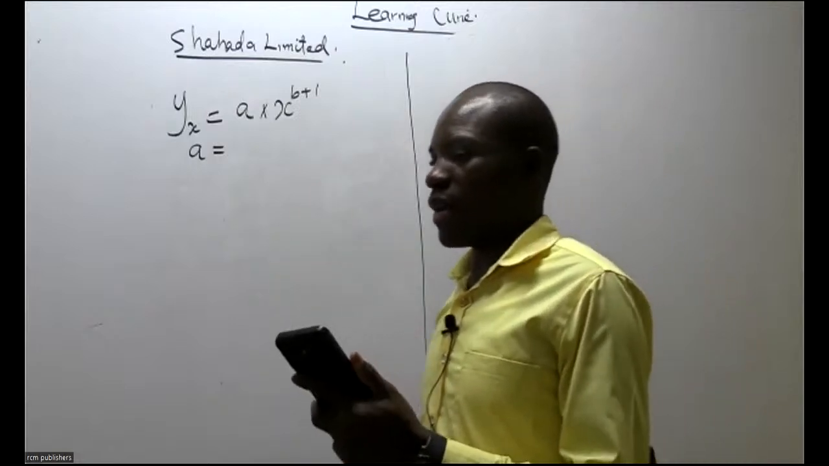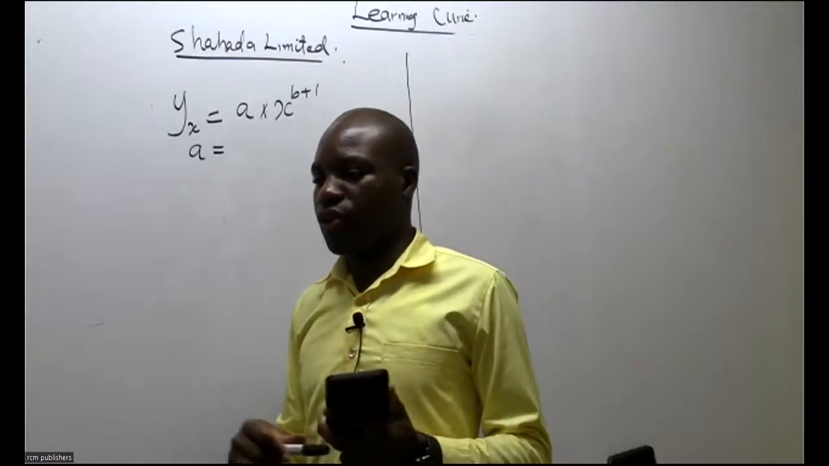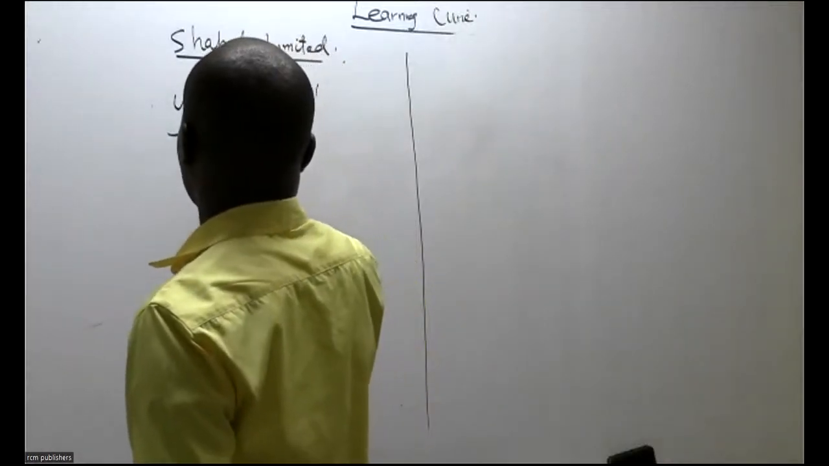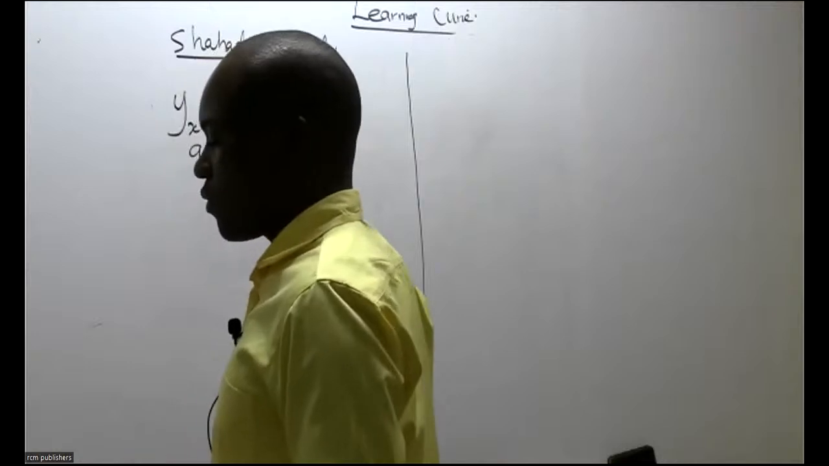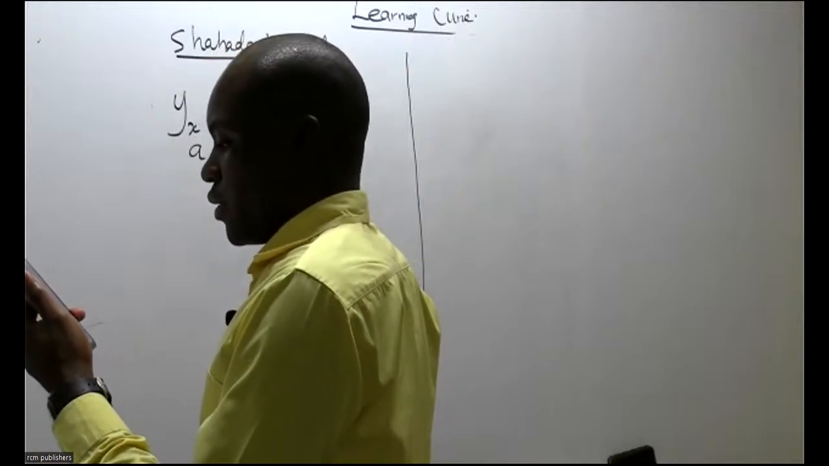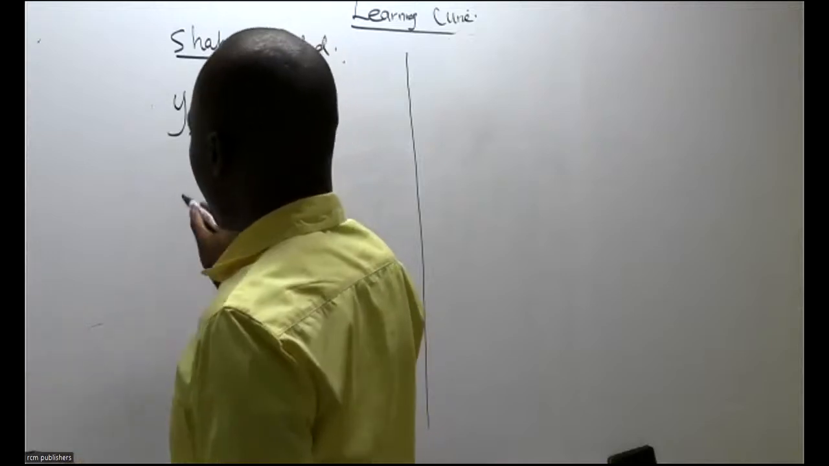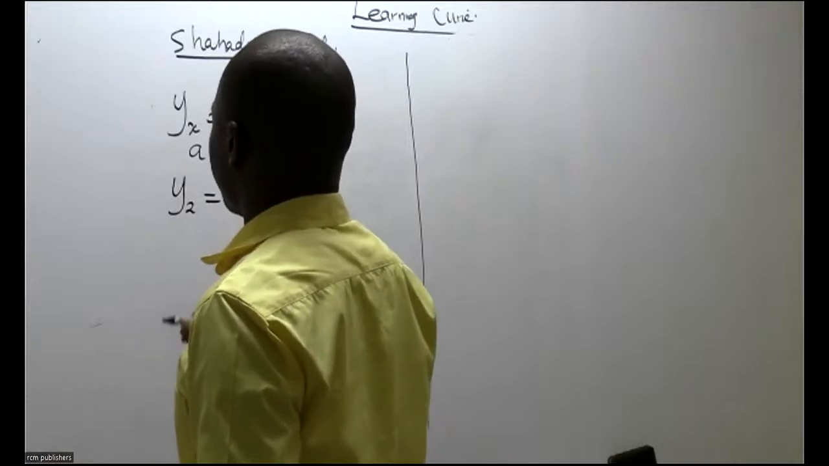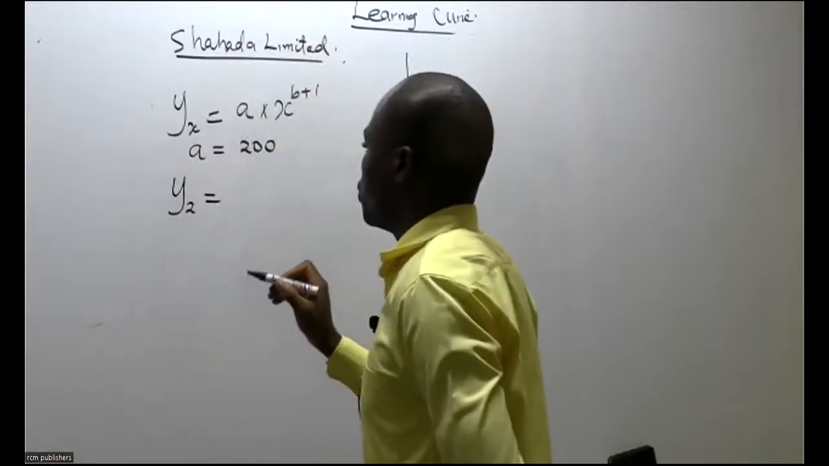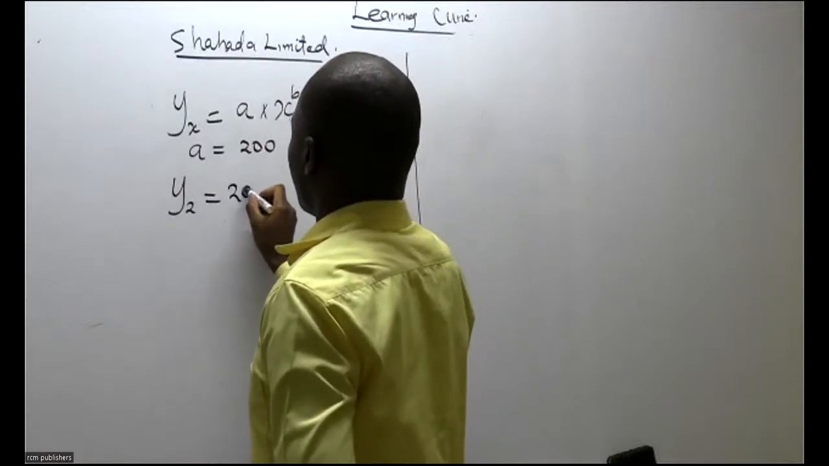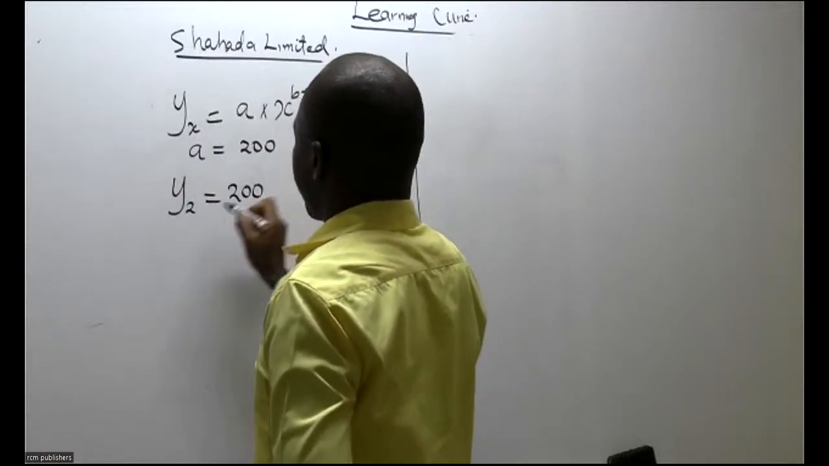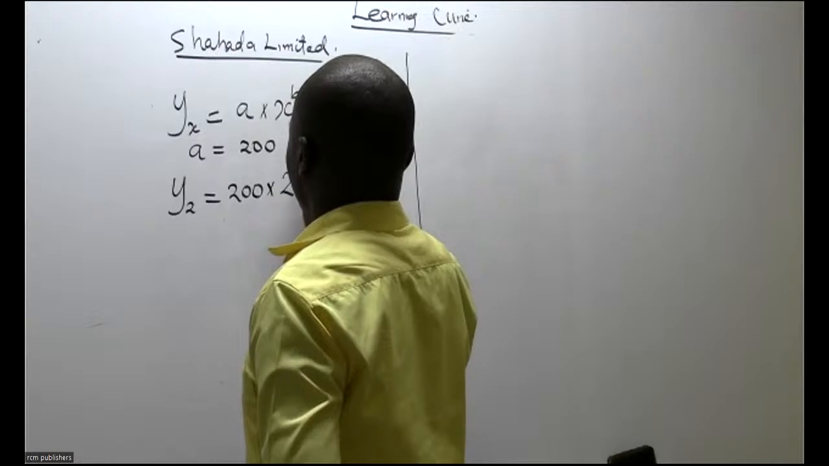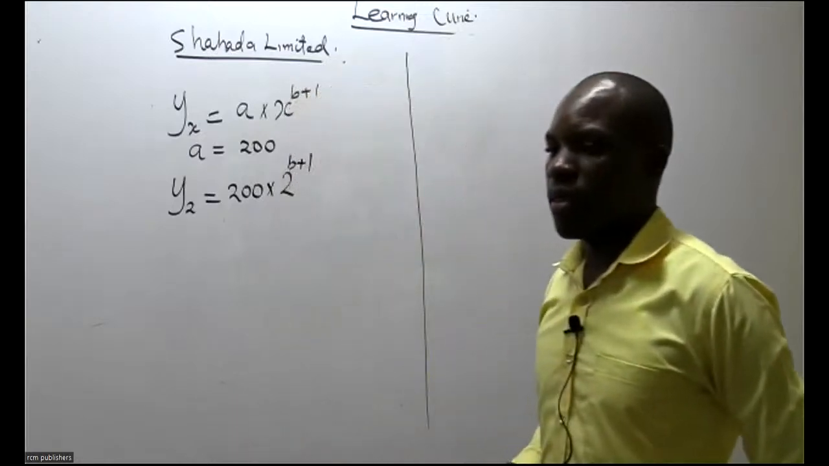I want to see if these people are really following what you are doing. Are we able to see? A, time taken to produce the first unit, is 200. We have it there. Then, another thing that you have been given there, time taken to produce the first 2 units. That is Y of the first 2, which is equivalent to A, which is 200, times X, our X is 2, raised to the power B plus 1.